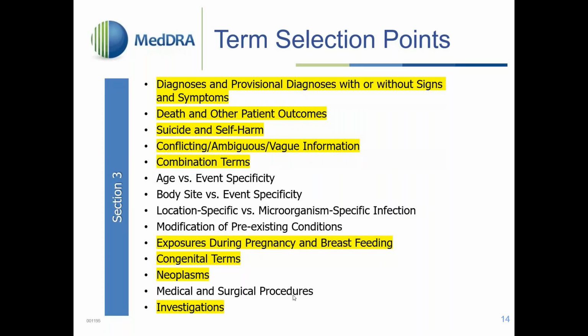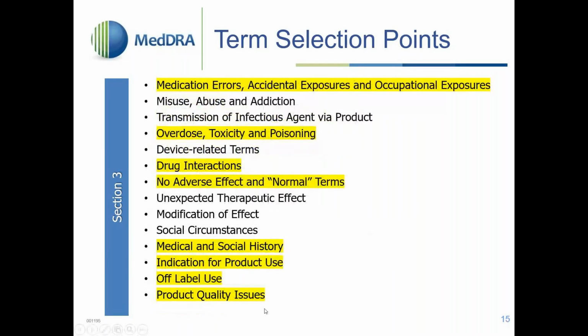And we will cover quite a few of these advanced concepts today, those that are highlighted in yellow, either in separate slides or via practical coding exercises. And the list continues on this slide. You see medication errors, misuse, abuse, addiction, device-related terms, social circumstances, medical social history, off-label use, product quality issues. So a long list of specific topics that are addressed in this ICH guidance document for operational coding.